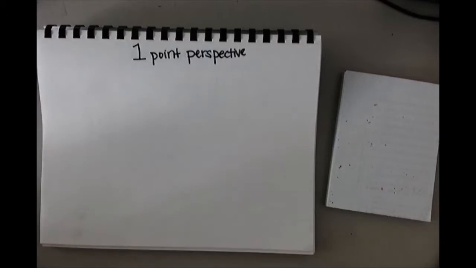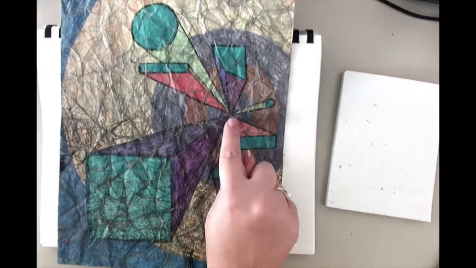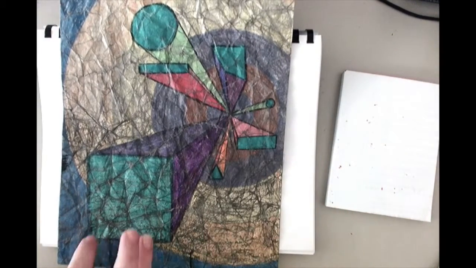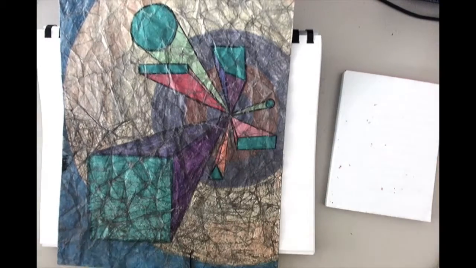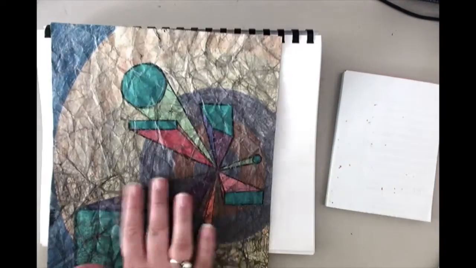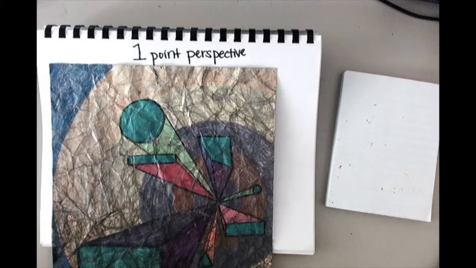Perhaps you remember learning about one-point perspective in 4th grade. One-point perspective is when you have a point on your paper and all of the images seem to go towards that one point, hence the name one-point perspective.